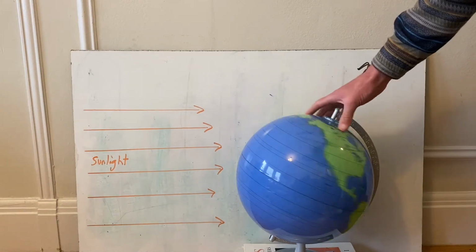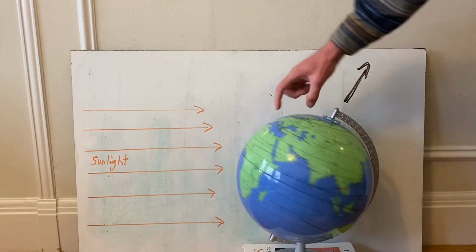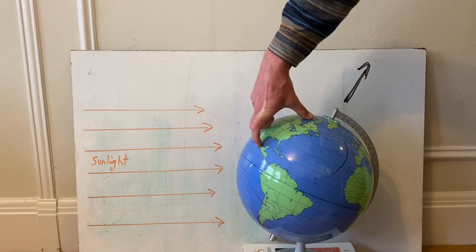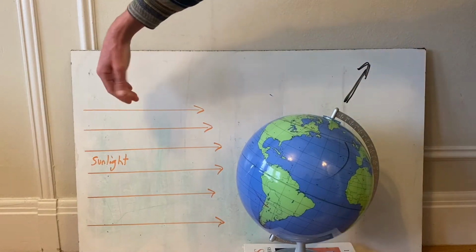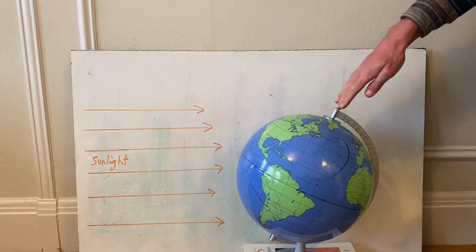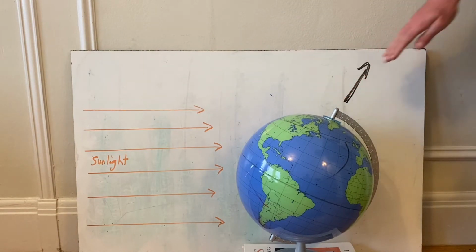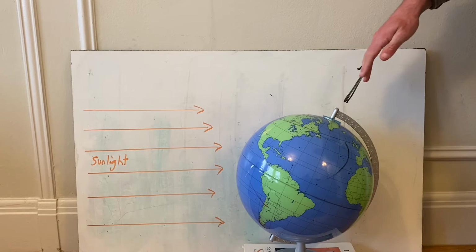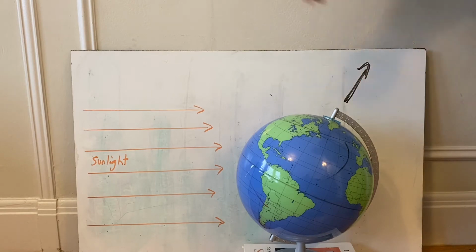This orientation here for the northern hemisphere is the winter solstice, when the tilt angle is pointing directly away from the sun.